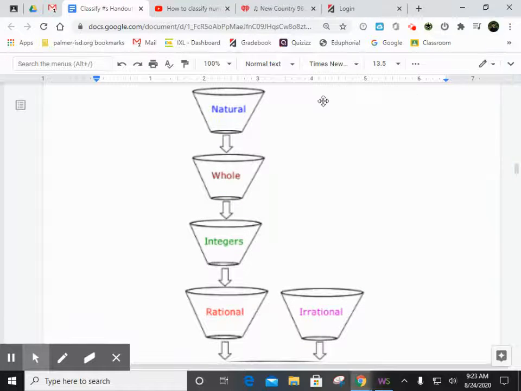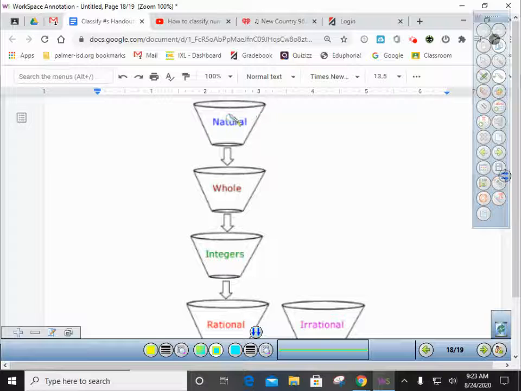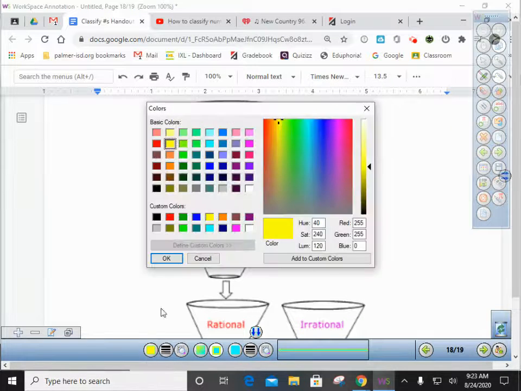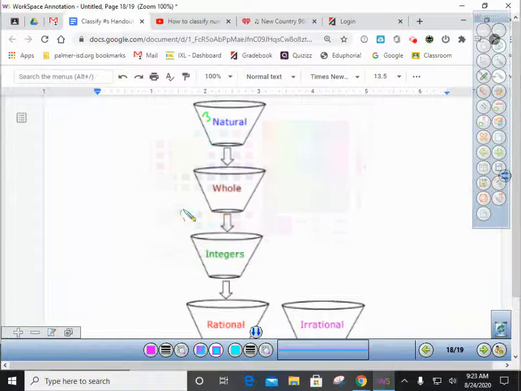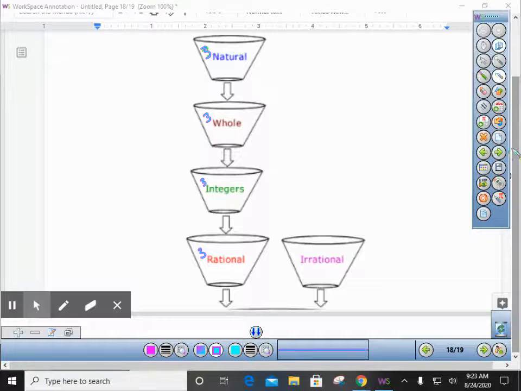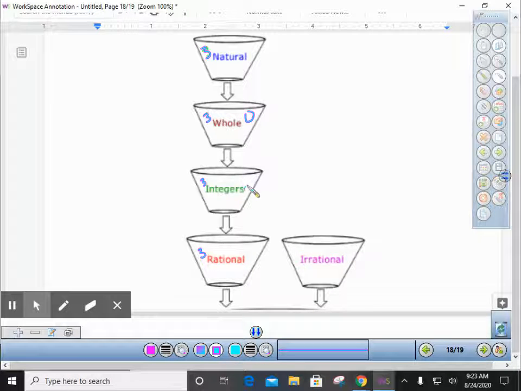Because if it is natural, would you give me a natural number? 3. If it is natural, oops, I need to change that color. If it is natural, then it is whole. Then it is an integer. Then it is rational. All of them. So if it's natural, it goes in everything. If it's whole, it only goes in whole, integers, rational. That would only be 0. That doesn't go in natural. Everything else, like 1, 2, 3, 4, 5, goes in all.